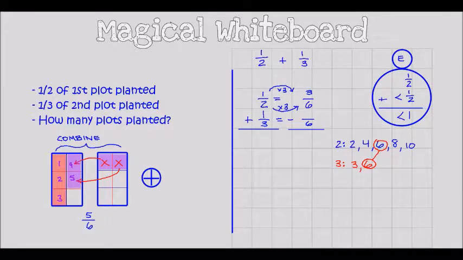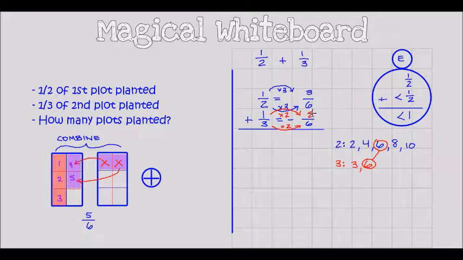Let's come down here and do 1/3. I'm going to use red, though. How do I get from a 3 to a 6? Well, 3 times 2 is 6. So I have to do the same exact thing to the numerator. And 1 times 2 is 2. So now my problem, instead of being 1/2 plus 1/3, becomes 3/6 plus 2/6.